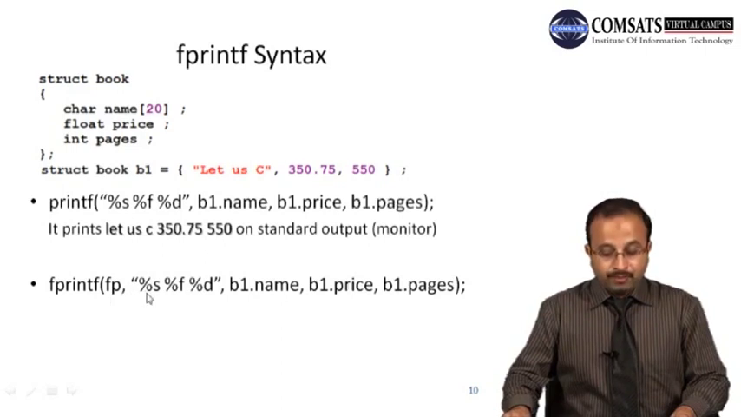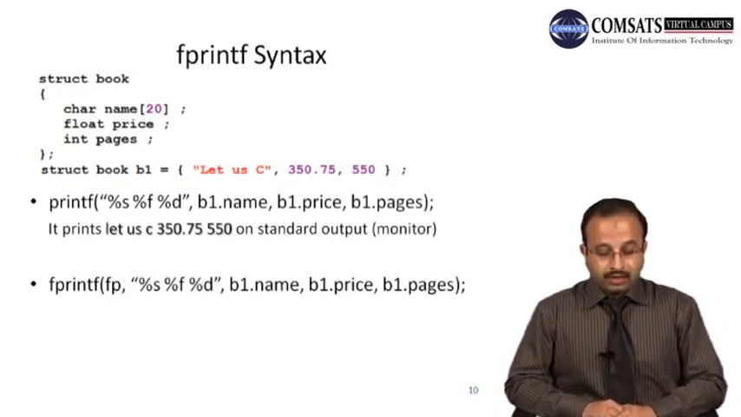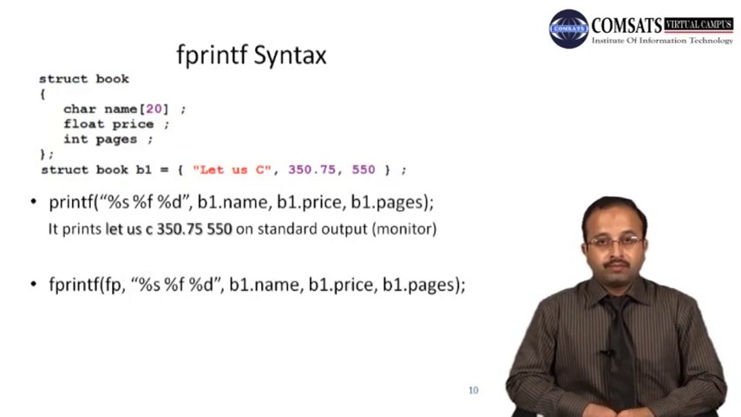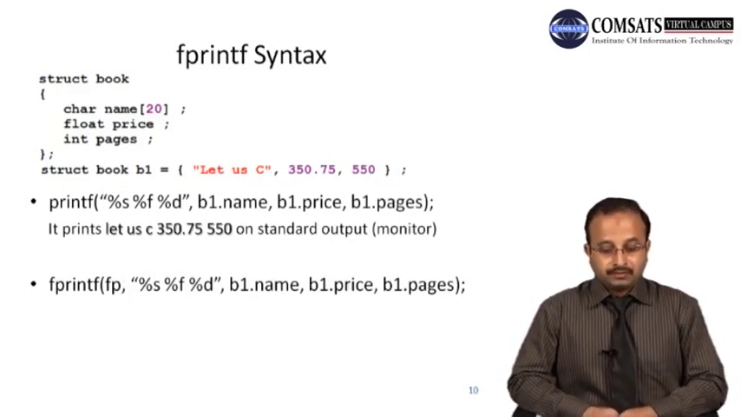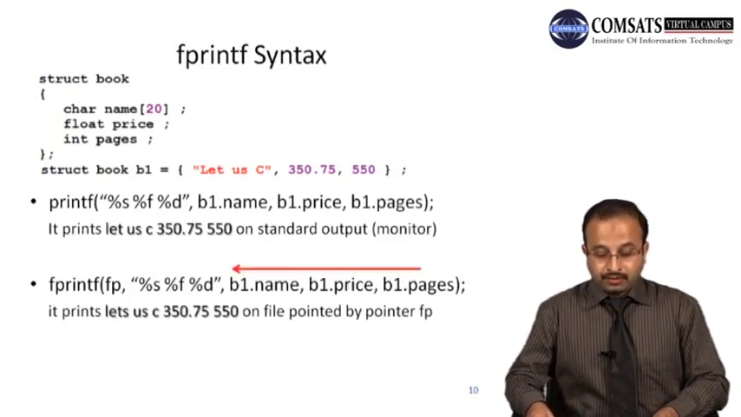But यहाँ पर हमने format specifiers use किए हुए हैं. So it prints the value of the first parameter, value of second parameter, and value of third parameter in the file that is pointed by fp. So fprintf is used to write the content or print the content on a file. So it prints, let us see, 350.75 and 550 on the file pointed by the pointer fp. So it reads these values and writes these values in the file.